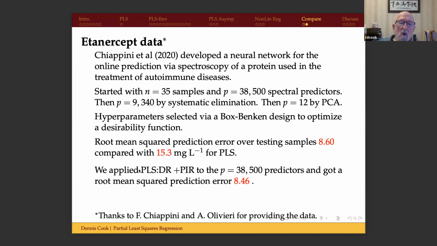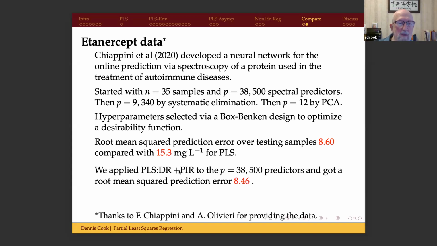Their root mean squared prediction error over their testing samples was 8.6 compared to 15.3 for ordinary PLS. So what we did is we applied what we did before. We took ordinary PLS, we took the W, we took W transpose X, we then applied the previous methodology. We did it to all 38,500 predictors, and we got a root mean squared prediction error of 8.46 compared to the best they could do. And it didn't require nearly the manipulation or the worry about what was happening.